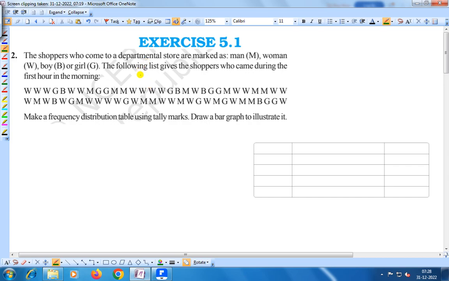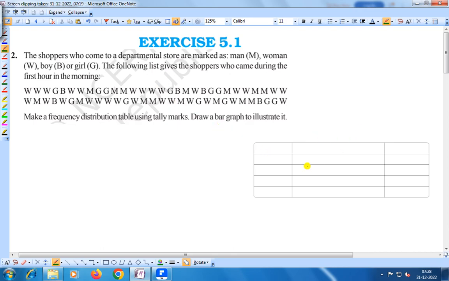The shoppers who come to a departmental store are marked as M for man, W for woman, B for boy and G for girl. The following list gives the shoppers who came during the first hour in the morning. Make a frequency distribution table using tally marks. Draw a bar graph to illustrate it.